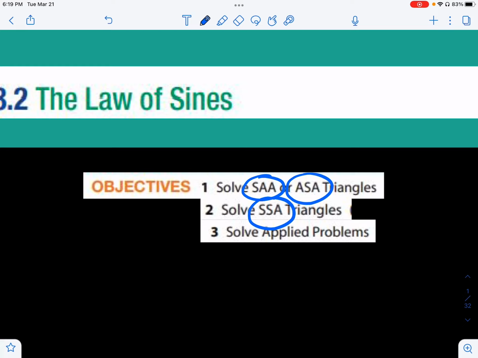Hey, welcome to lesson 8.2. This one's going to cover the law of sines, and I might have to split it in two parts because it can get long.